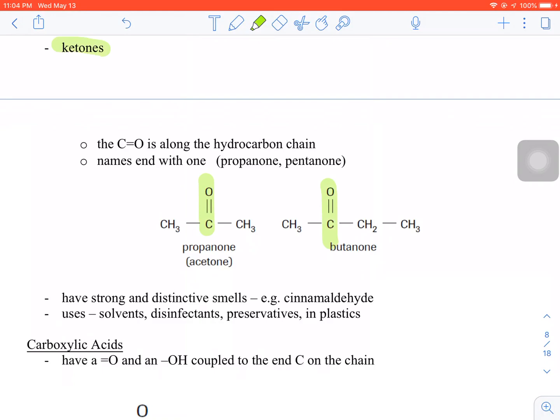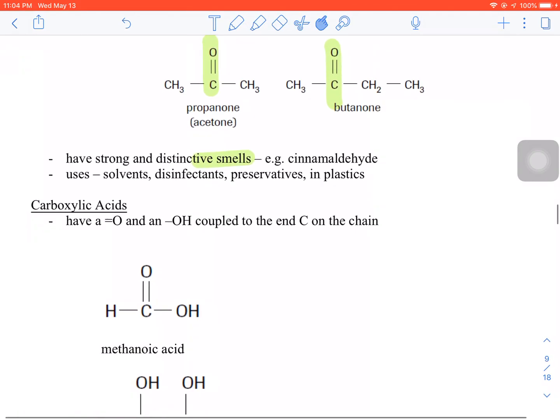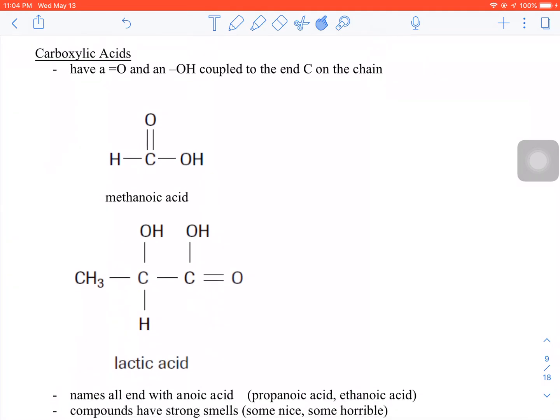Propanone has the common name acetone, just like dihydrogen monoxide is water. And like I said, typically the ketones have a very strong, sometimes very sweet smell. Sometimes they make things smell nice. Again, think about the smell of gasoline. Some people love that smell. Some people hate that smell. But ultimately, we all know that smell, right? It's because of the organic compounds that are in there.